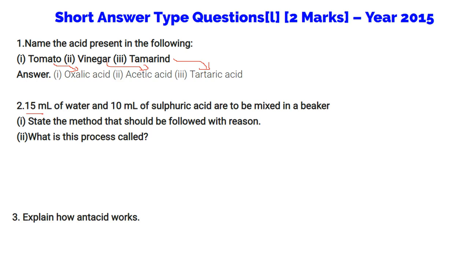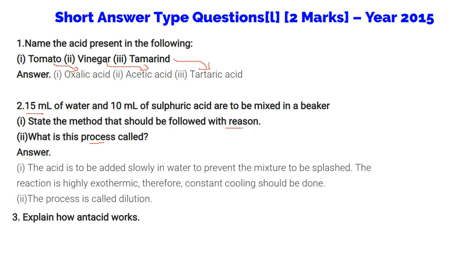15 ml of water and 10 ml of sulfuric acid are to be mixed in a beaker. State the method that should be followed with the reason and the process being called. So the acid has to be added very slowly to water because the mixture will splash.